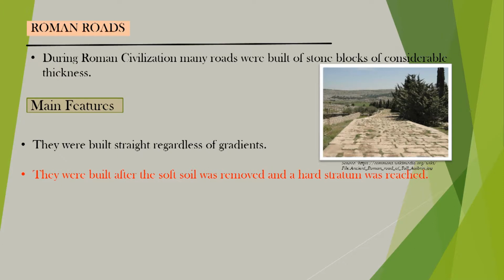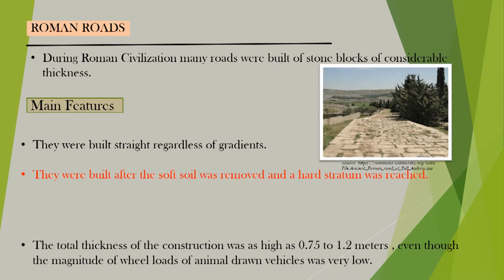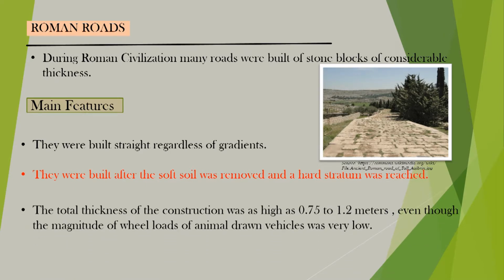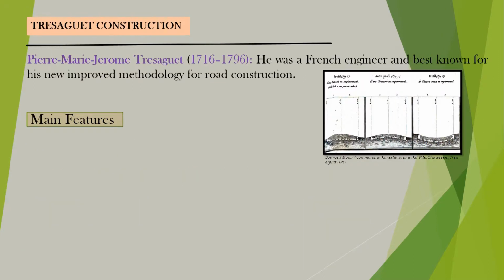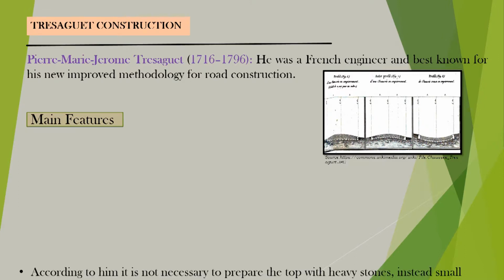Not much development took place in the way roads were constructed until around 1700 AD. At around 1700 AD, Pierre-Marie Jerome Tresaguet, a French engineer, developed a new method to construct roads. What were the main features of this Tresaguet construction? According to Tresaguet, it is not necessary to prepare the top with heavy stones. Instead, small and broken stones can be used.